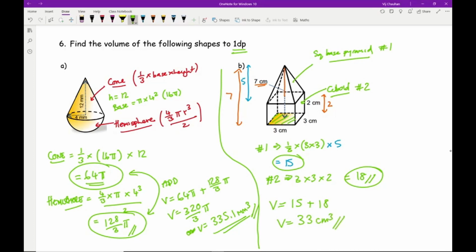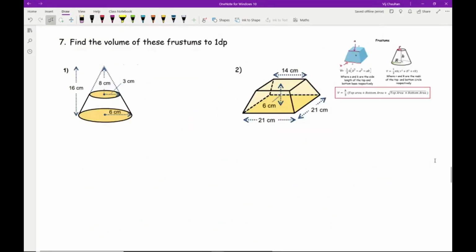So again, to be fair, the maths in this wasn't that difficult, so this question could easily appear on a non-calculator paper. Now, working with frustums is a very high level. This is kind of like the creme de la creme of types of volumes and shapes that you could get asked to work out. Now, there are several ways in which you can work this out.